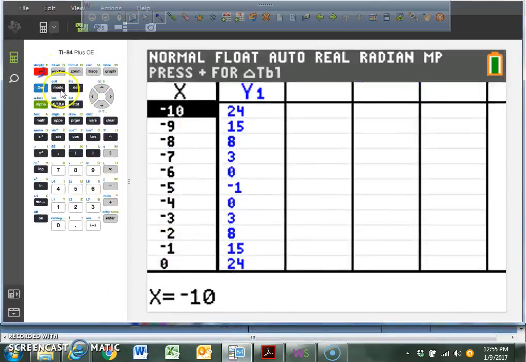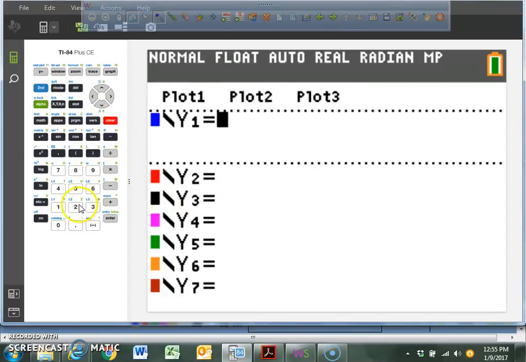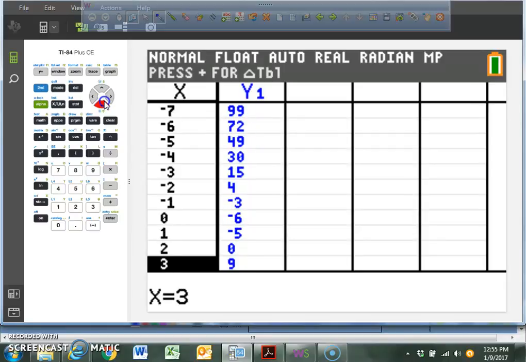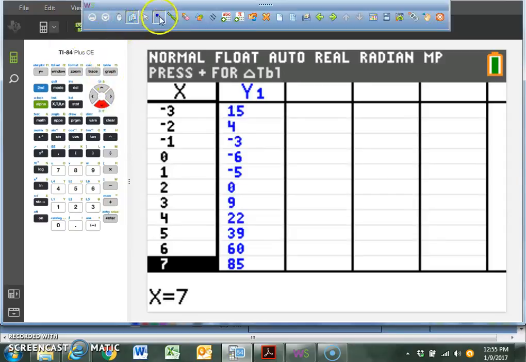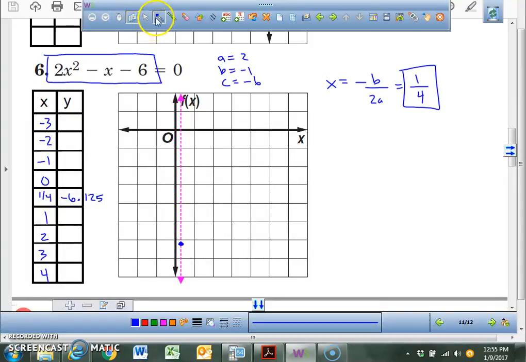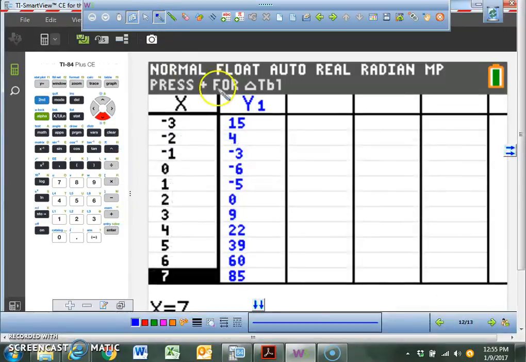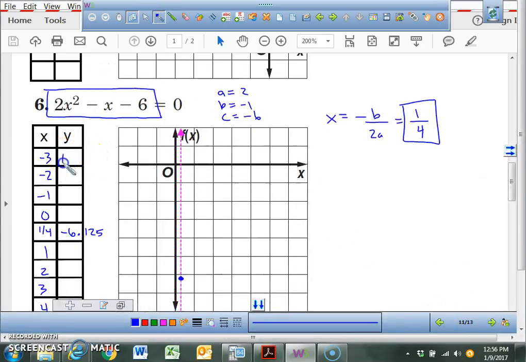So we have 2x squared, is it minus x? Yeah. Minus 6 or plus 6? Minus 6, okay. All right, and I said I wanted you to start at what, negative 3? I'll scroll down here so we can look. All right. Negative 3 is a 15. Okay. So we can't really plot that one.